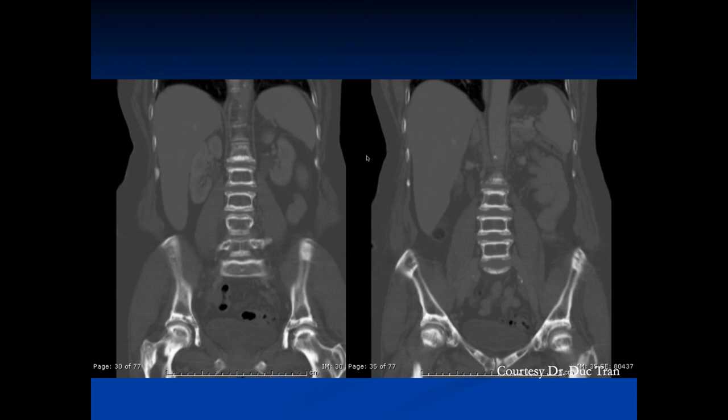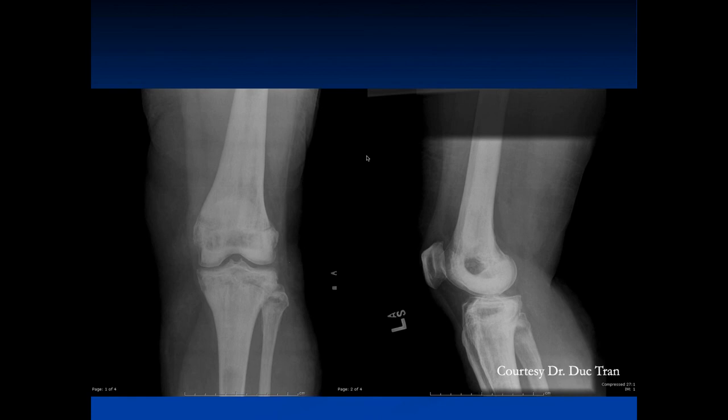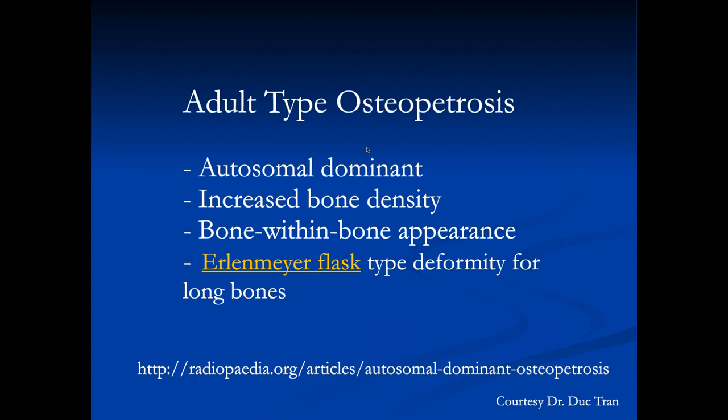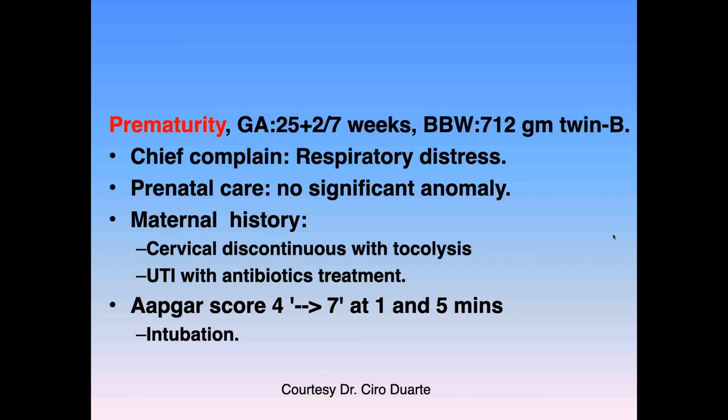Let's see here. It's a pretty wide differential. You can have sickle cell disease. You can have chronic osteomyelitis. This is adult osteopetrosis. One of the common findings of this is the Erlenmeyer flask deformity of the long bones, especially the distal femur. And it's autosomal dominant. You can get increased bone density, but the characteristic finding here is this bone within a bone appearance in osteopetrosis. And it's a congenital variation.